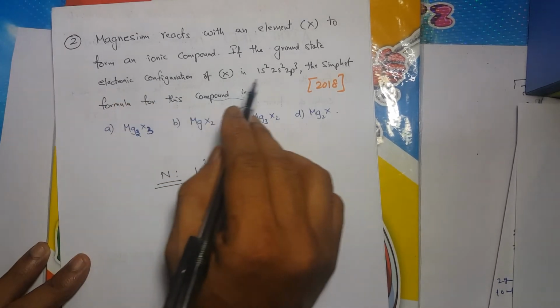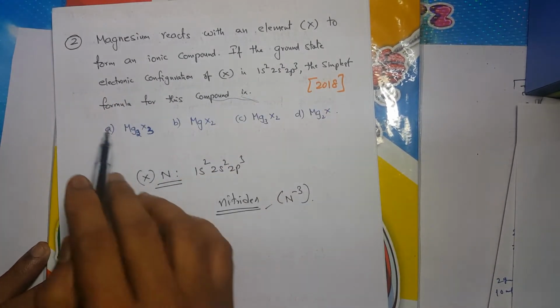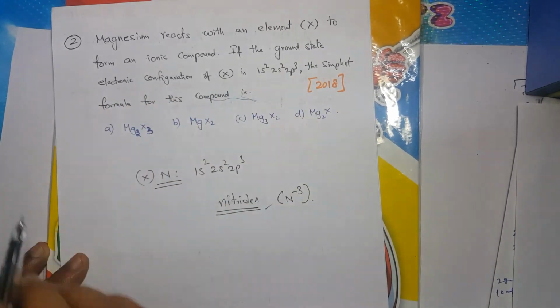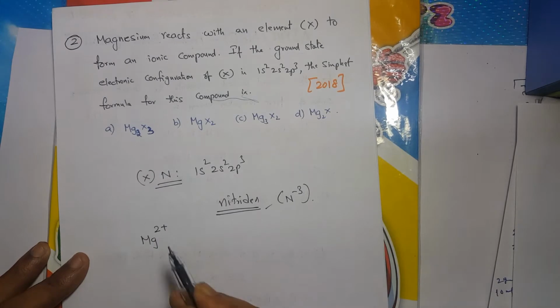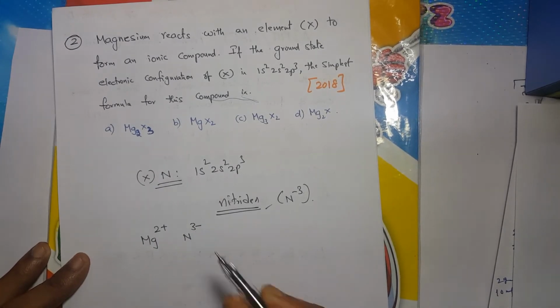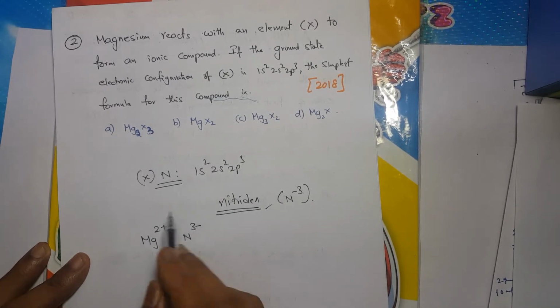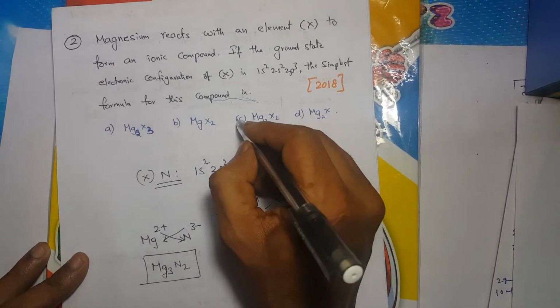So the next one, it is X. They mentioned X as nitrogen, and it forms an ionic compound. Magnesium, you know, is a second group element, so it forms 2 plus. And nitrogen, if it forms an ionic compound, forms 3 minus, nitride. So what will be the compound formula? Just cross multiply the charges present. That is Mg3 N2. So that is Mg3 X2.